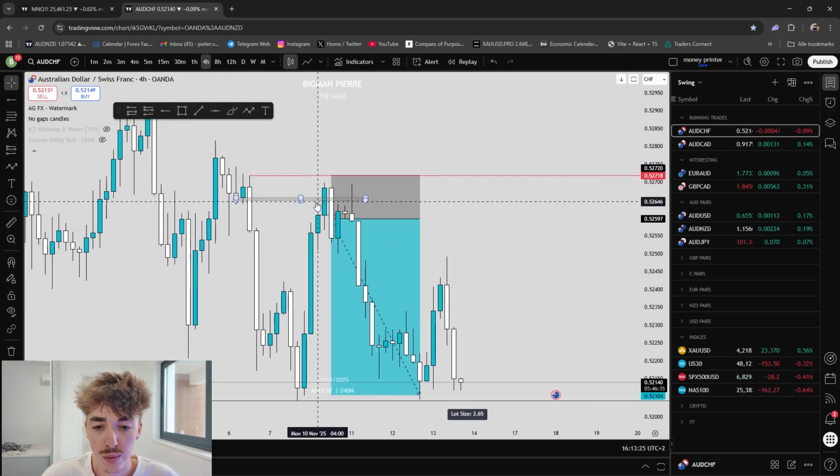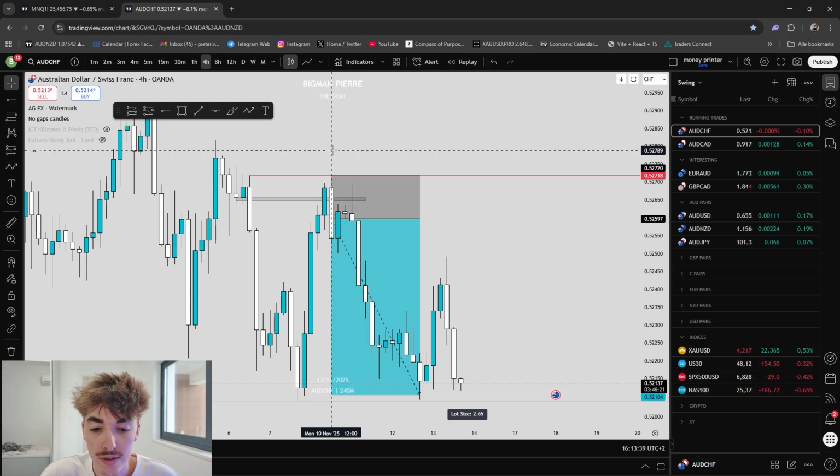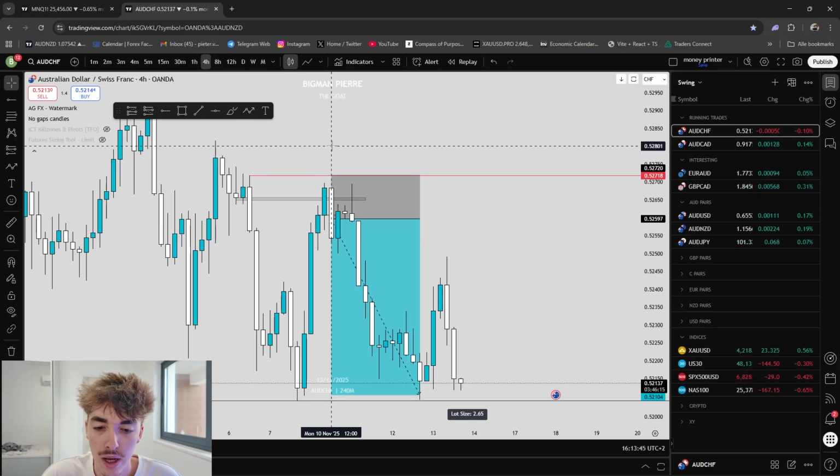I was kind of worried with this 4-hour candle, and I didn't really like it, especially because it was on Monday, and on Monday I want to see good rejection, especially after the first 4-hour candle after I wake up. So I will never ever enter before 11 a.m. Belgium time on a Monday.